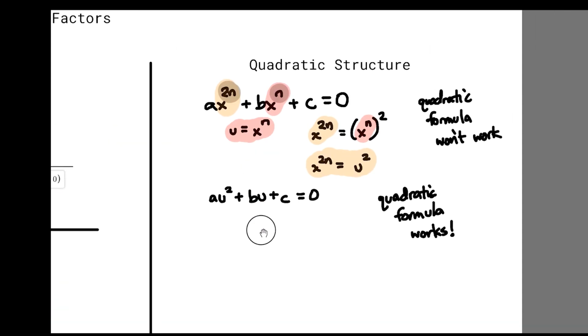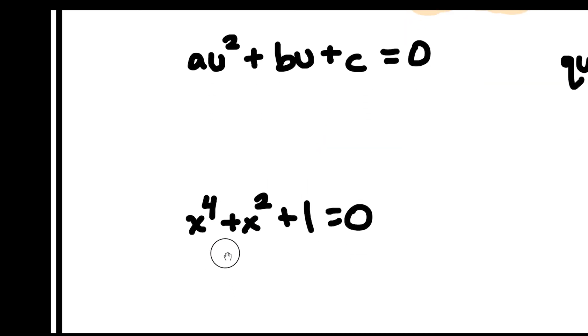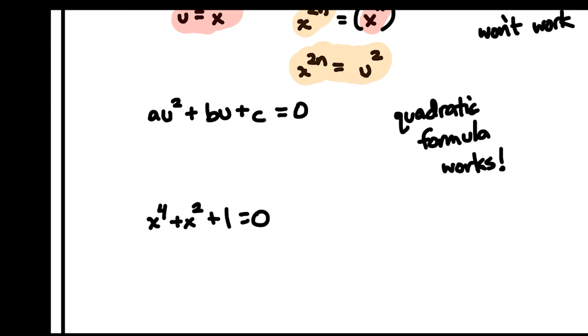Now, to cement this understanding a little more, I'm going to do a quick example. Let's imagine we had an equation x to the fourth plus x squared plus 1 is equal to 0. The first thing you need to notice is that it is quadratic in structure, because this middle term has a power of 2 and it doubles right here for 4. A light bulb should go off in your head that that middle part, this x squared, is what you want your u to be.